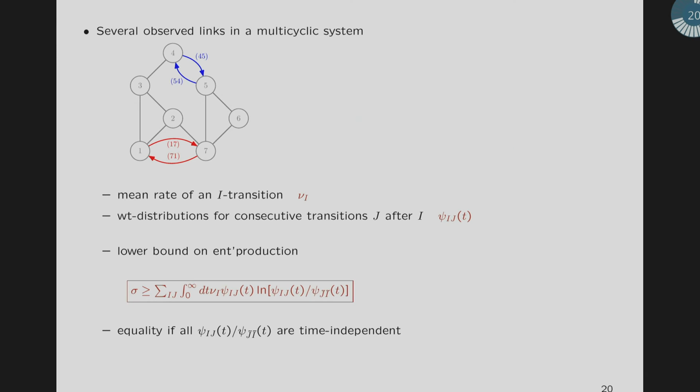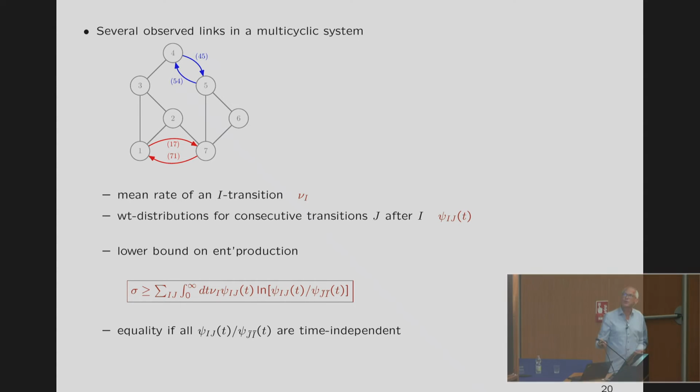Okay. Of course, if you have more information, for instance, if you observe now these transitions and these transitions, you have a whole matrix of these waiting times, and then you get a better bound. So essentially, you have this kind of, well, almost Kullback-Leibler looking quantity as a lower bound on entropy production. And you even get a criterion for having equality. If all of these ratios are time independent, you can be sure that you see everything. You get the full entropy production. Okay.